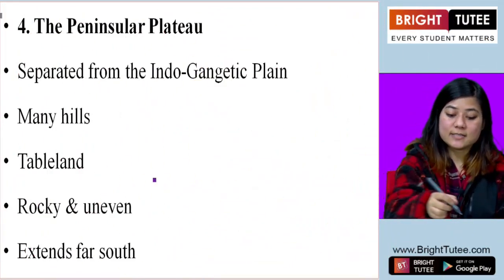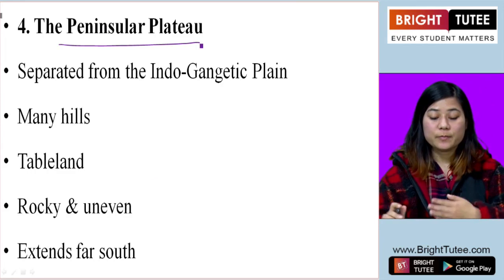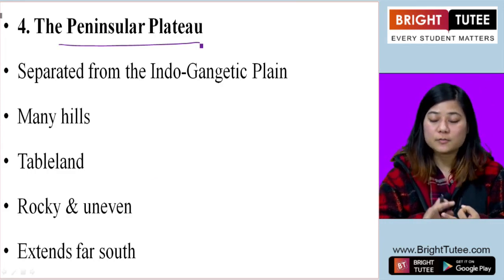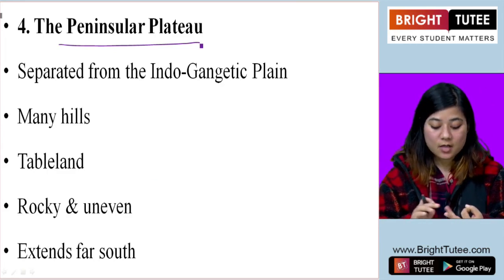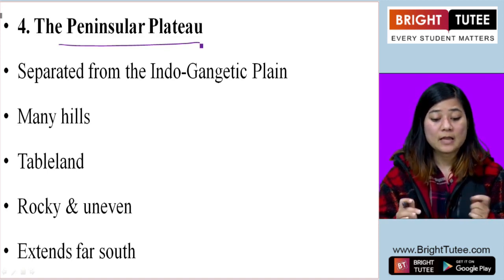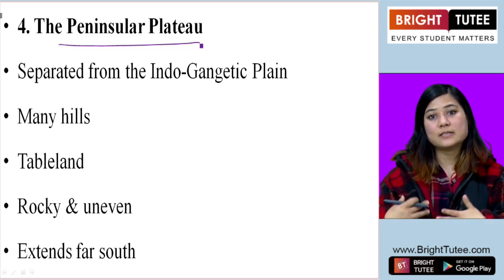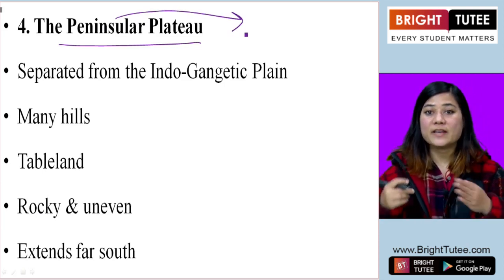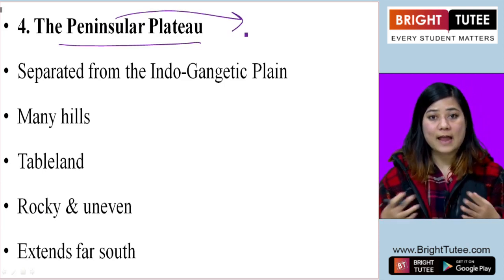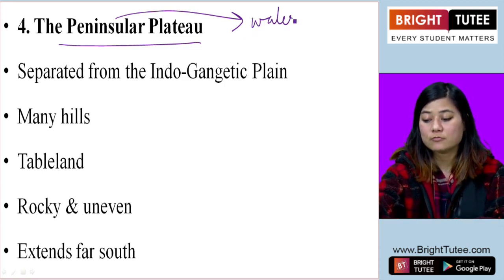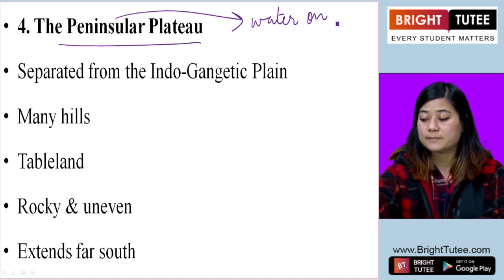So the next is the Peninsula Plateau. Before this, we had already looked at the three main features of India. The first one was the mountains, the second one the northern plains, and the third the Thar Desert. Now next we come to look at the peninsular part, and we already know what a peninsula is. A peninsula is a mass of land where the water surrounds it on three sides.